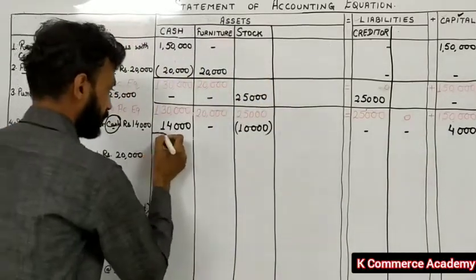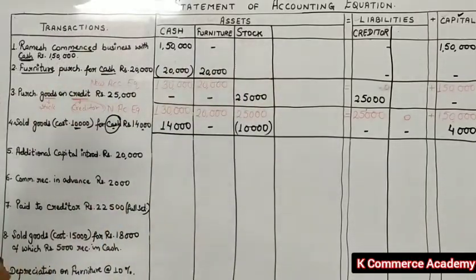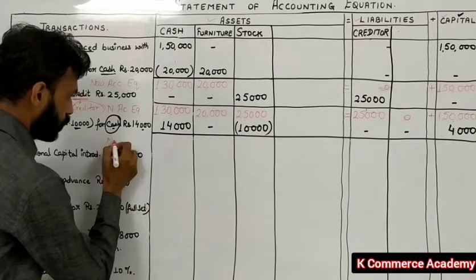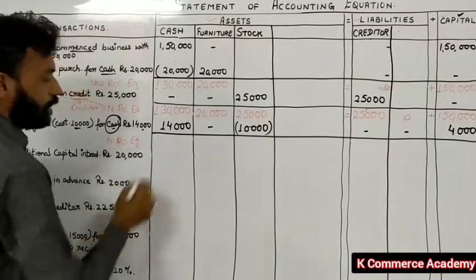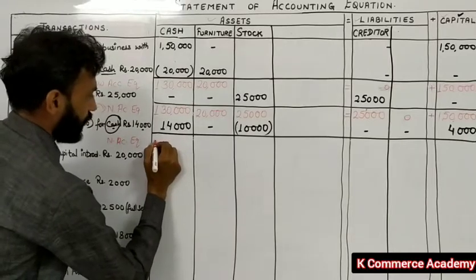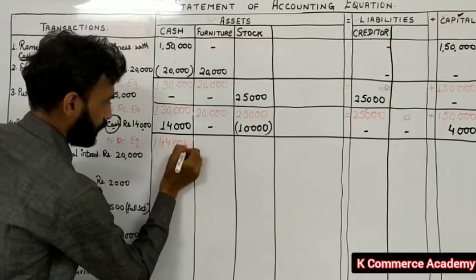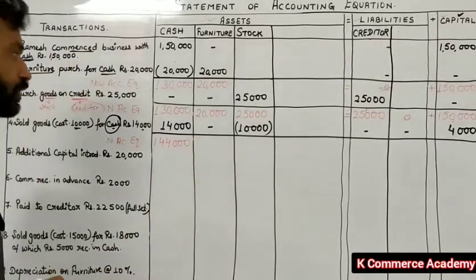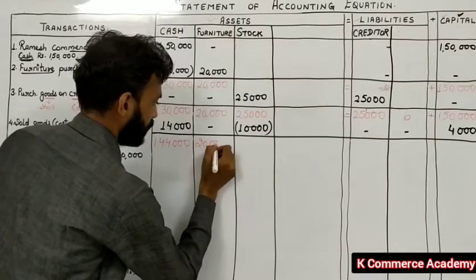Now let us check the accounting equation once again. Let us check whether our accounting equation is still satisfied or not. So we do have a new accounting equation. Now we are having a cash of rupees 1,44,000. Total cash of rupees 1,44,000 we do have, and furniture is as it is, rupees 20,000.